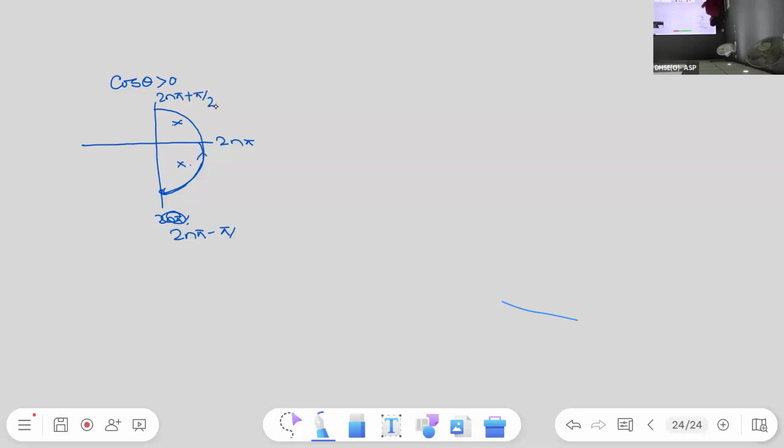Cos theta greater than 0 implies theta belongs to 2n pi minus pi by 2 to 2n pi plus pi by 2.